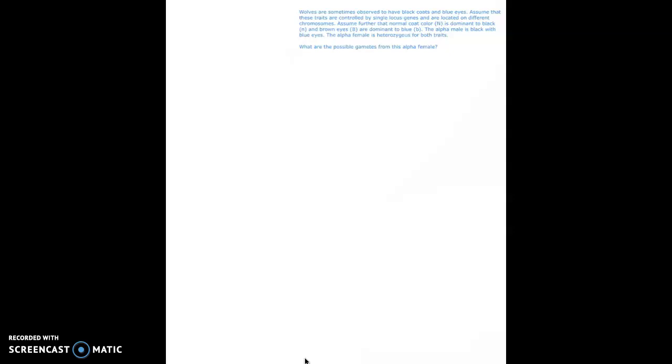So I always tend to write down what I know. So I know that big B is brown and little b is going to be blue. And then N is normal for coat, and little n is black for coat. Okay, and this other one was for eyes.